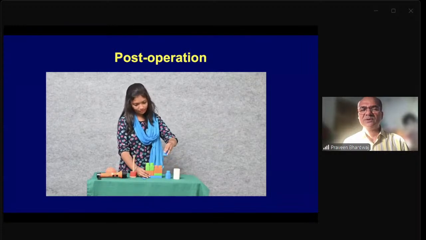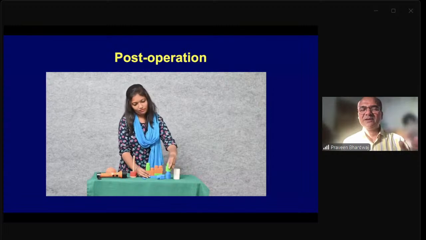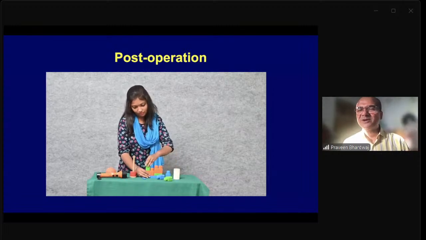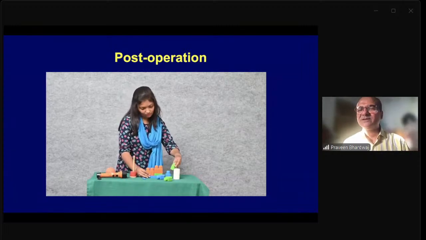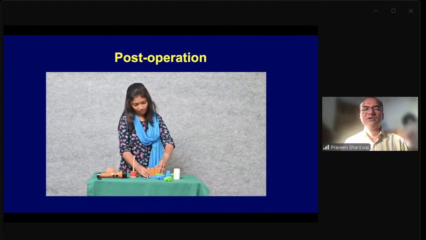This is just about 6 months from the operation. And from her dress-up itself, we can make out how confident she looks, and she feels that her life is much changed and she's able to use her hand much better.